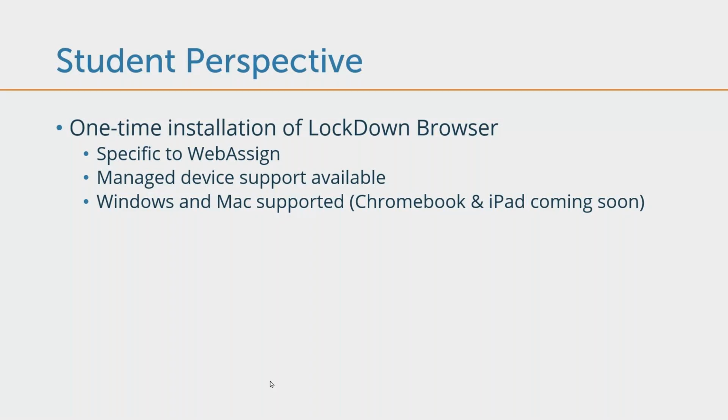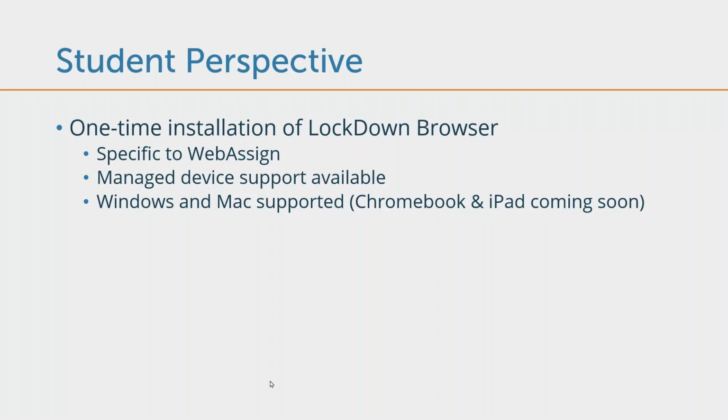So if you're at an institution that uses Lockdown Browser already with your online course platform, just know that students will need to install a second version of Lockdown Browser for WebAssign. It's really easy though. They can have two versions of Lockdown Browser on the same device. It doesn't matter. And they don't really need to know which is which, because as you're going to see in a moment with WebAssign, it automatically launches the right version of the browser for them.